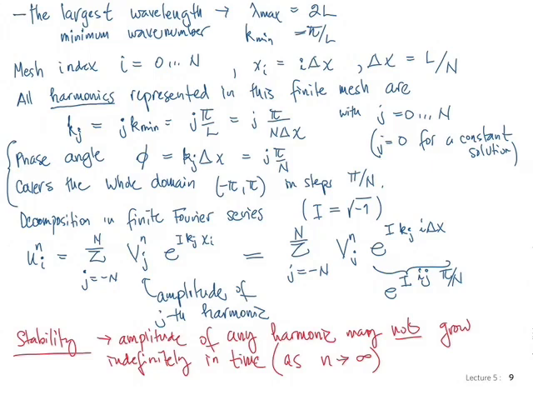Okay, so now we're going to define, because we can see that the harmonics may not grow as n grows, an amplification factor in terms of these amplitudes of the harmonics. The amplification factor is defined as, call it G, the harmonic at time n plus 1, divided by the harmonic, the amplitude, at time n.